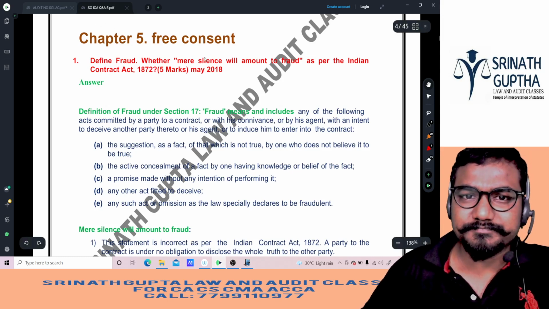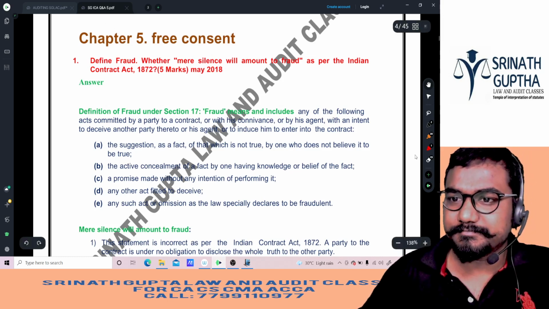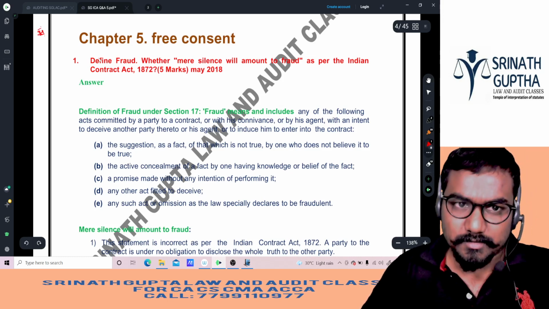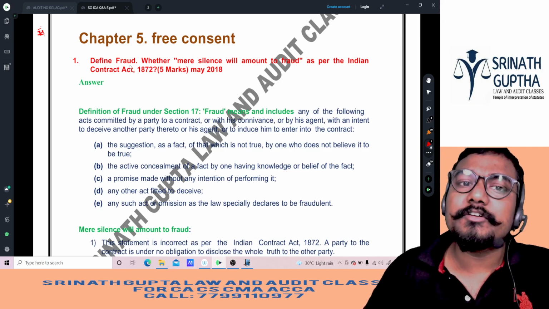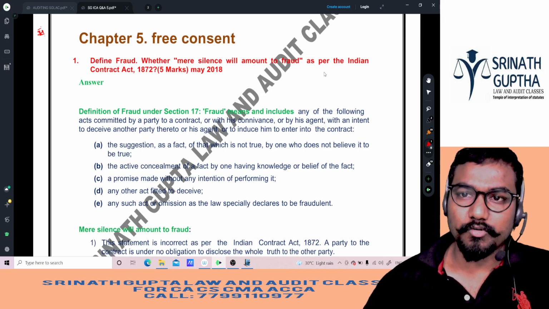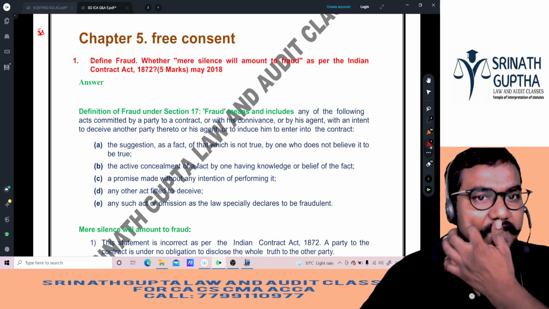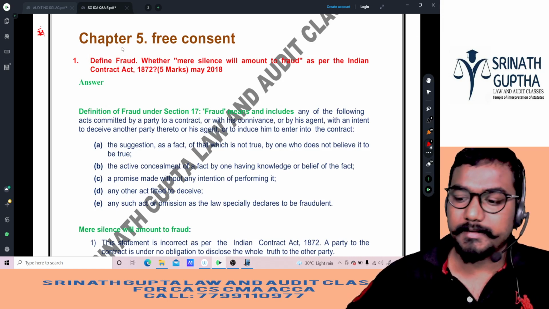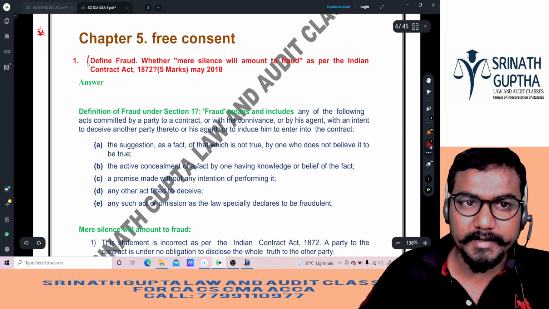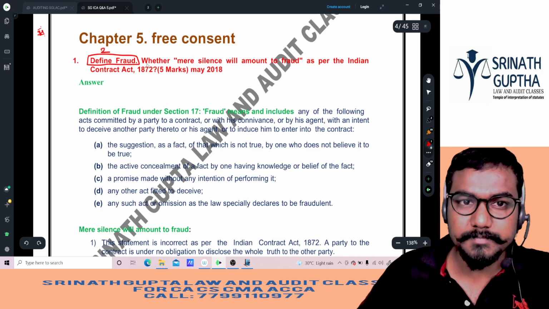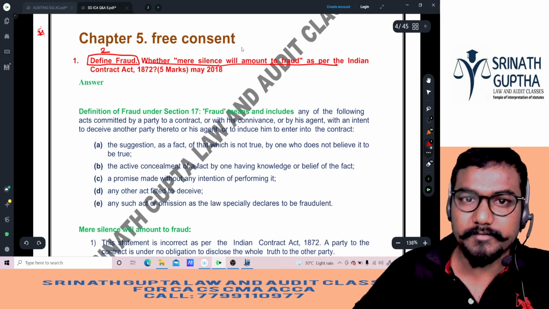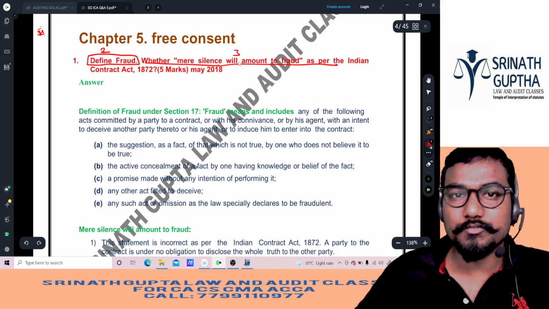The first question, May 2018. This question was asked for 5 marks, sir. Define fraud, and whether silence will amount to fraud as per the Indian Contract Act. If you define fraud, he will give you 2 marks. Beta, here 2 questions are there. If you don't write the definition, he will not give you marks. Whether silence will amount to fraud or not, if you explain this, he will give you 3 marks. 3 plus 2, totally 5 marks.